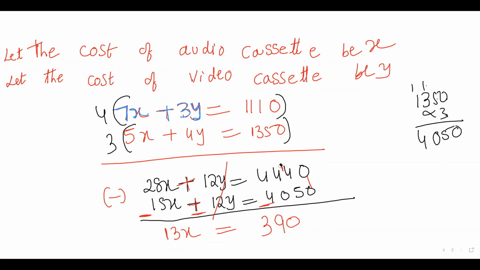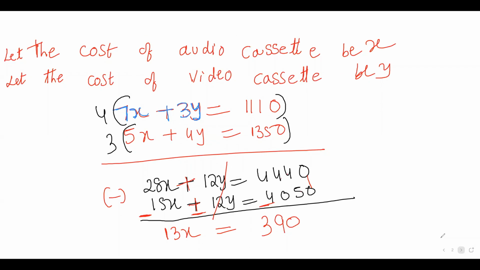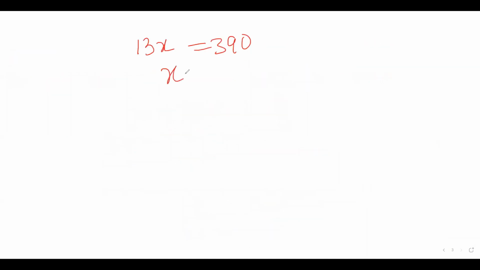So, 13x is equal to 390. Now we got 13x is equal to 390. So x is equal to 390 by 13. 13 threes are 39, and 0 will be added. So x is equal to 30.